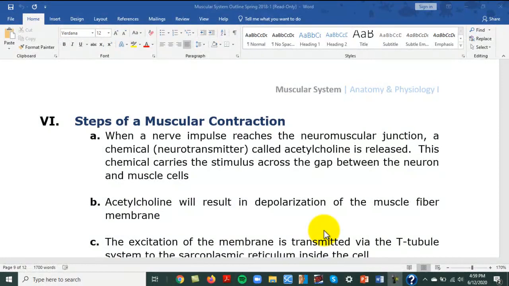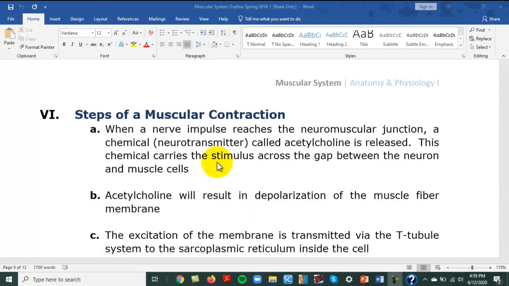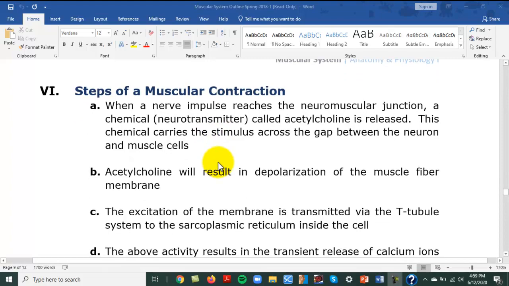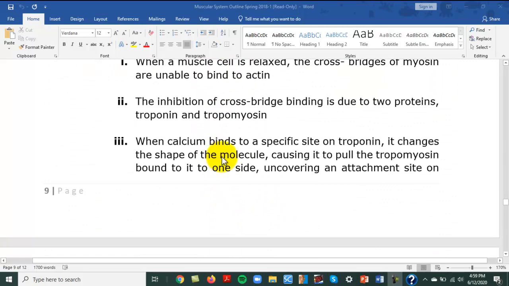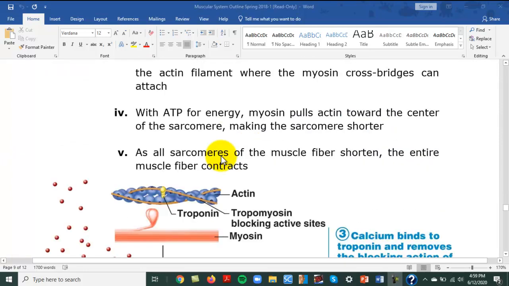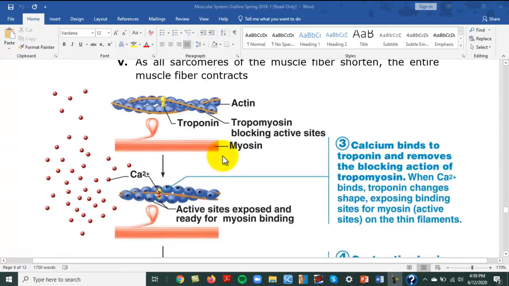Okay, the second half of our video. Now this is going to be detailed, and then I'll have to show you a slide on your PowerPoint that's really busy, but it's got all the answers for the last part of this. These are the steps of a muscle contraction. Now, this is written verbatim for you, so there's nothing I'm going to leave off, nothing that you're going to miss or anything.